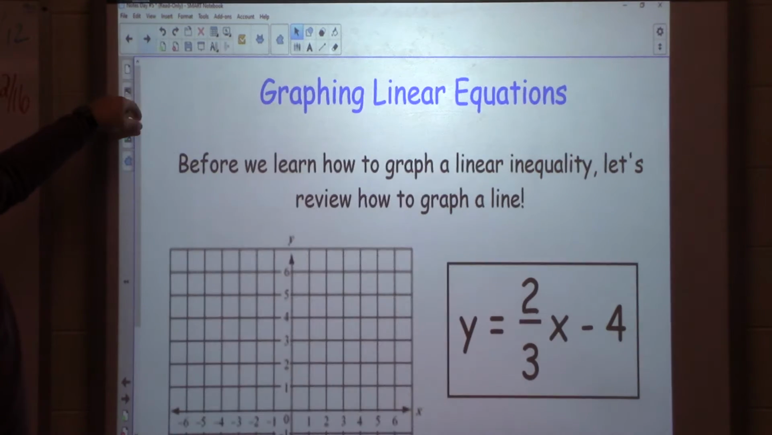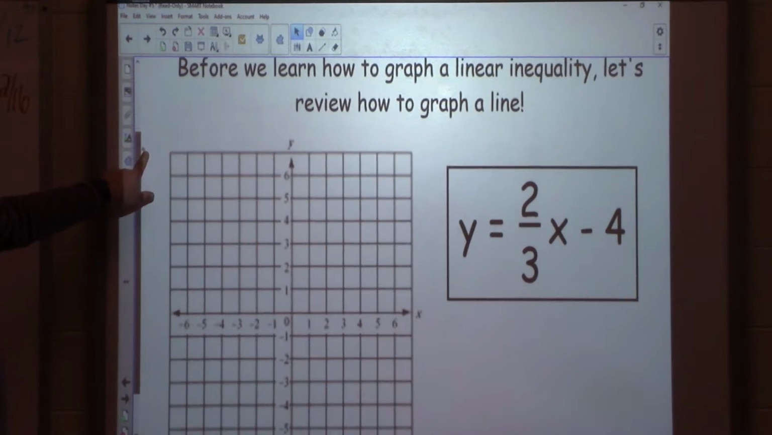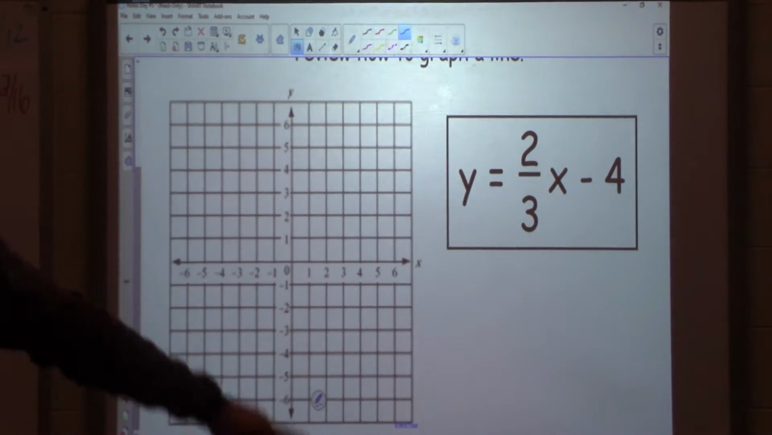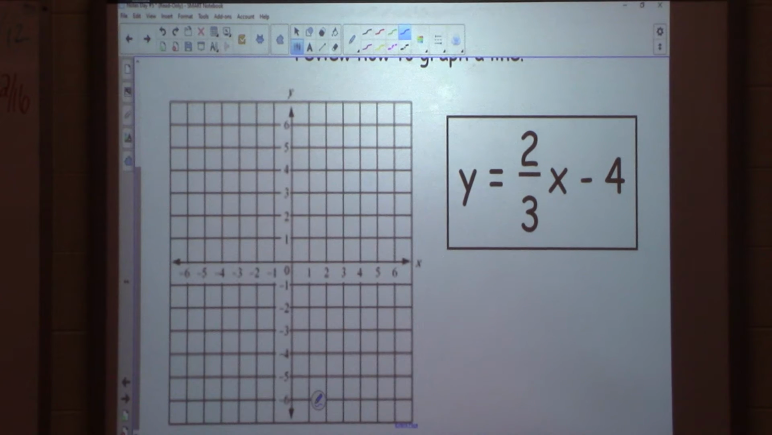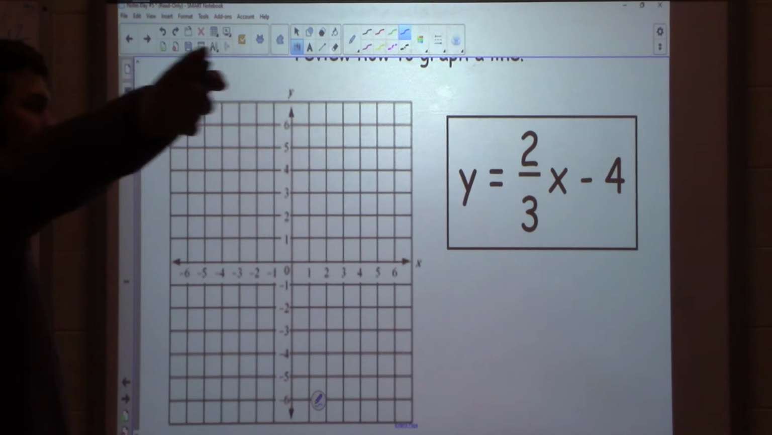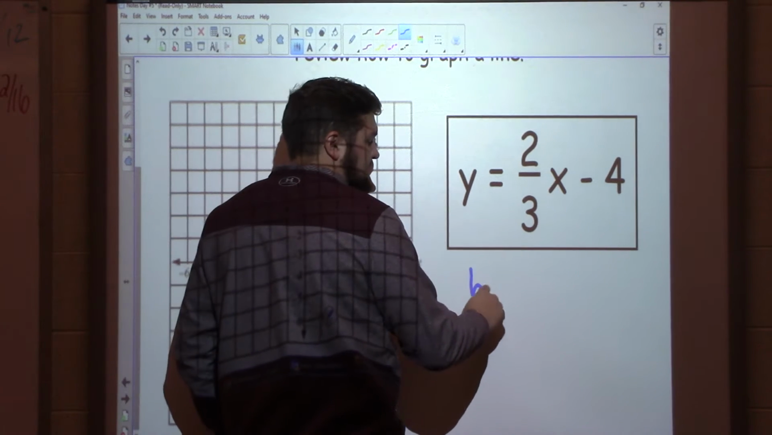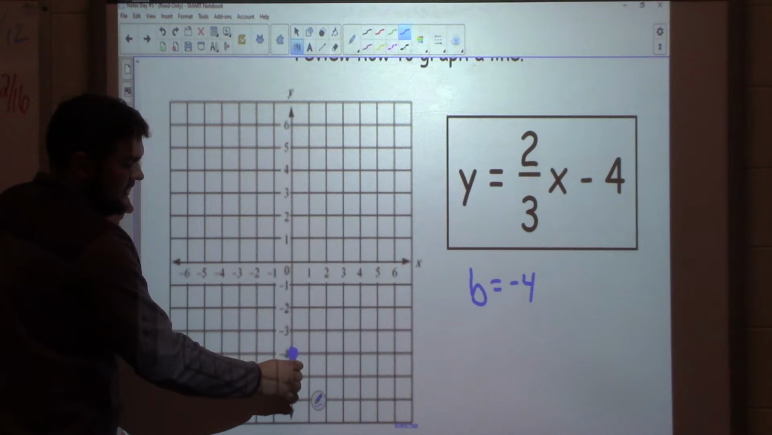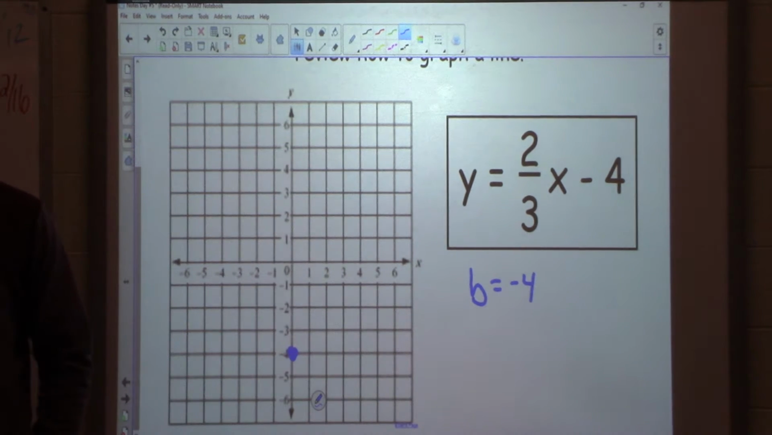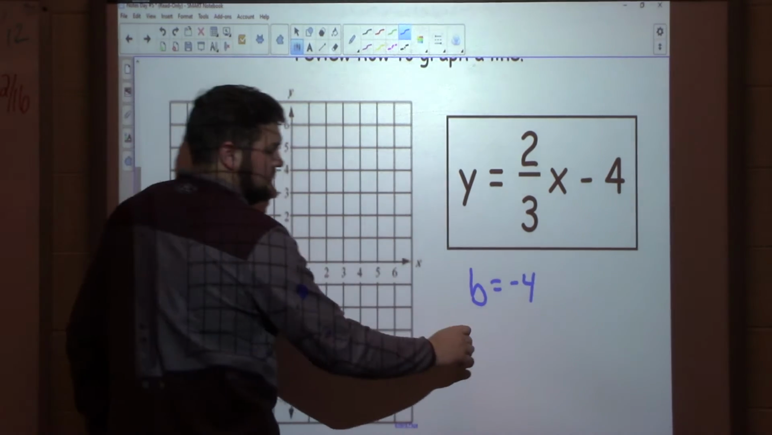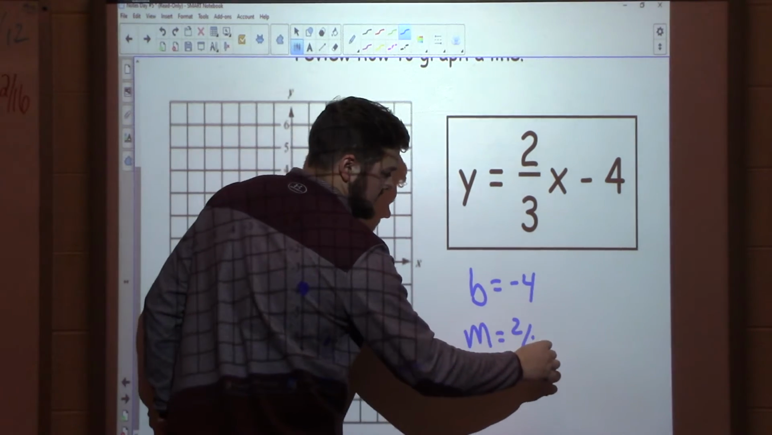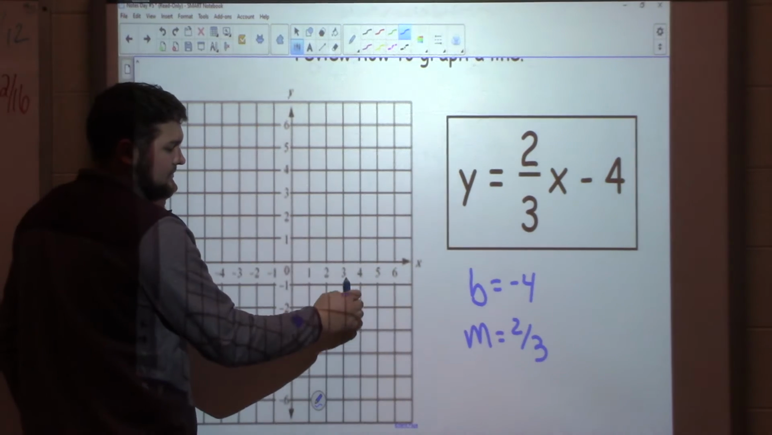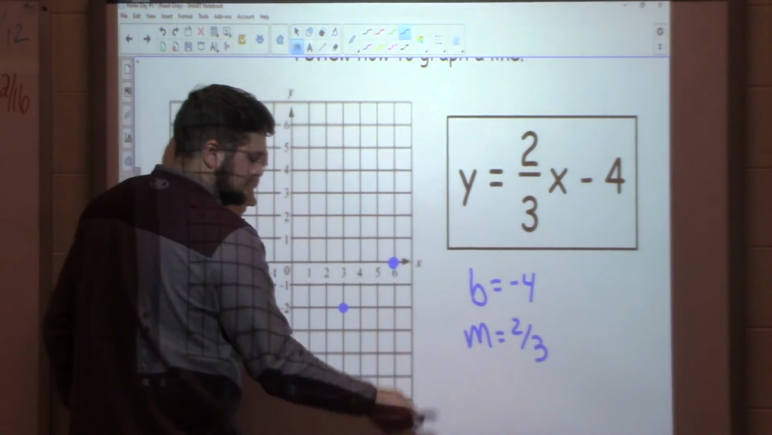Okay. Before we do that, let's talk about how we graph a line. I know we talked about this the other day. How do I graph a line that looks like y equals 2/3 x minus 4? Start at -4. That is my y-intercept. Where it crosses the y-axis at -4, I put a dot. What is my slope? 2/3. So that means I go up 2, over 3. Up 2, over 3.